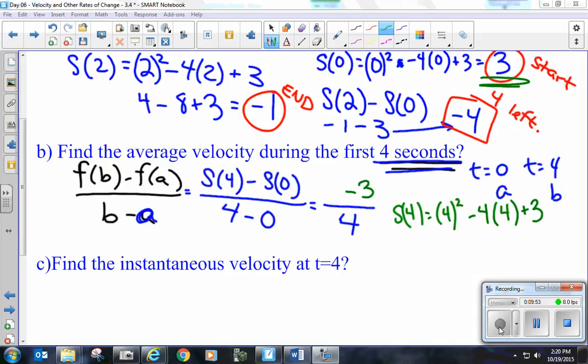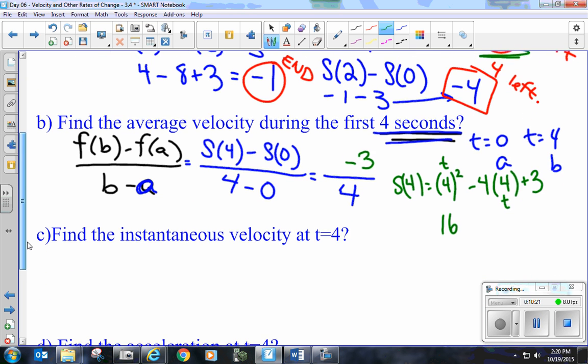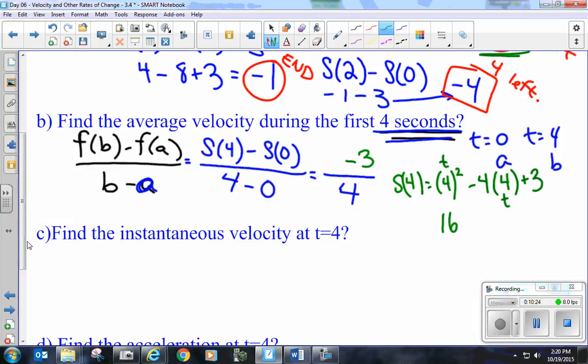S of 4 is 4 squared minus 4 times 4, because this is my t, I'm putting a 4 in here, putting a 4 in there. That is the original equation. Because how do we find out the average velocity? I figure out where I started, where I went, how long it took me to get there, right? Miles per hour, right? Distance over how long it takes you to get there. So, what is 16 minus 16 plus 3? That's 3. Look what happens at the top here.